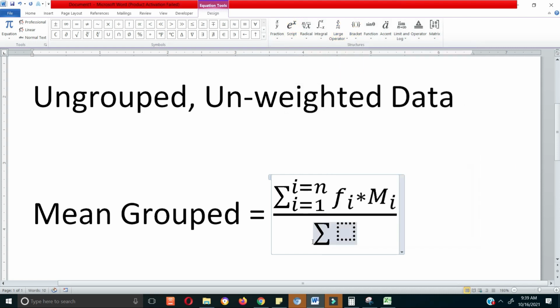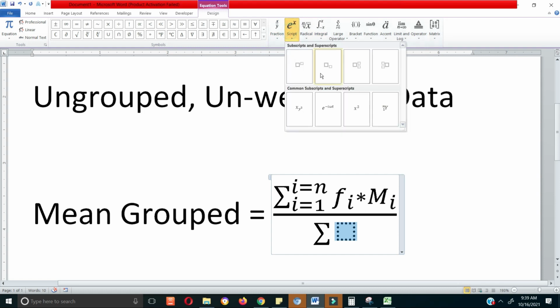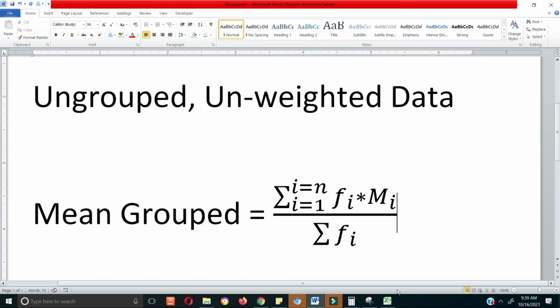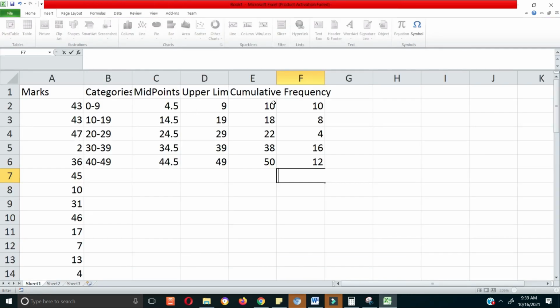We need a large operator over the total frequency. So in this case, our middle value is 0.5. So we have to get the middle value. These are the midpoints. So the midpoint times the frequency should give us, it's going to be this by this.